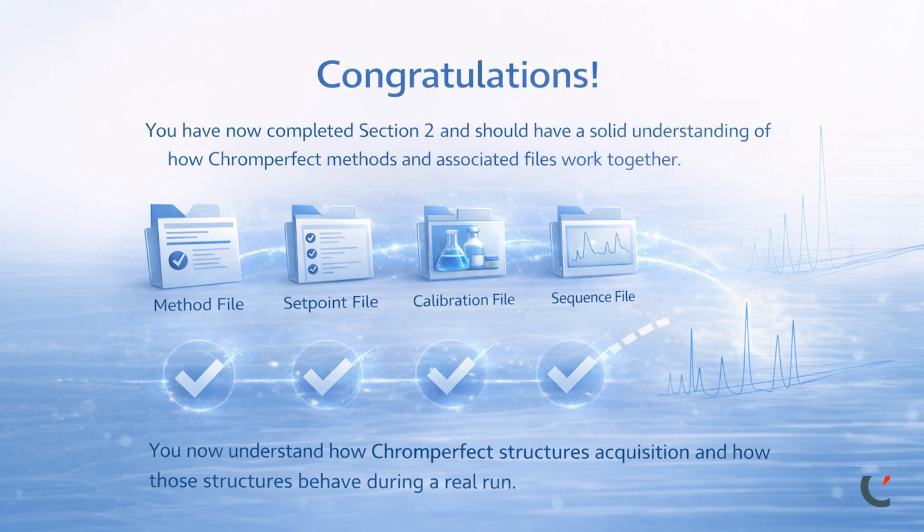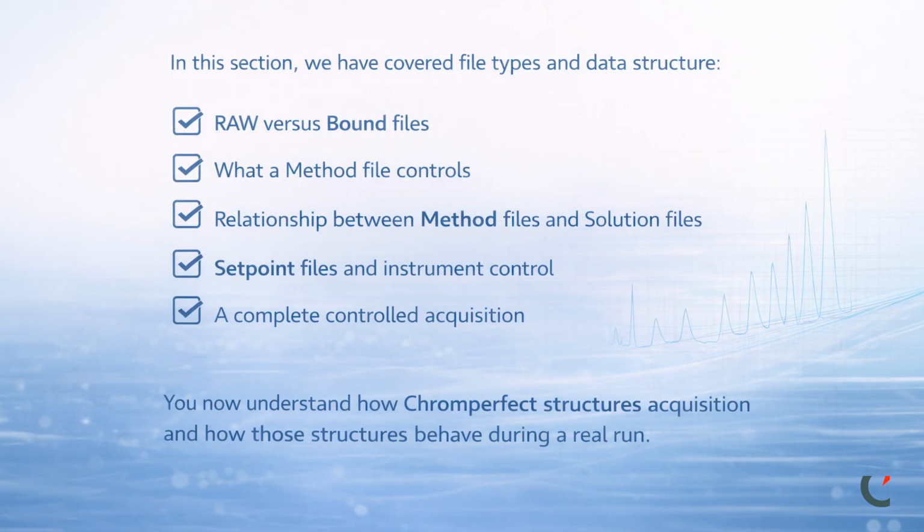Congratulations! You have now completed Section 2 and should have a solid understanding of how Chromperfect methods and associated files work together. In this section, we have covered file types and data structure. We examined raw versus bound files. We defined what a method file controls. We clarified the relationship between method files and solution files. We explained set point files and instrument control. And finally, we demonstrated a complete controlled acquisition using both configuration models.